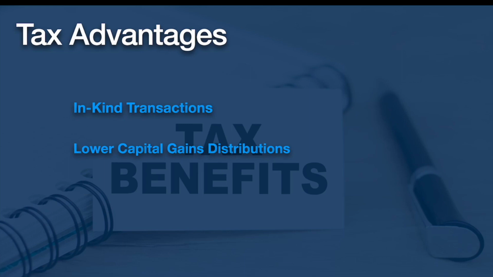The other one is lower capital gains distributions. Using the in-kind transaction method again, ETFs typically distribute fewer capital gains to their shareholders compared to mutual funds. In mutual funds, when holdings are sold for cash to meet redemptions or rebalance the portfolio, any realized capital gains are passed onto the shareholders, leading to potential tax liabilities, even if the shareholders haven't sold their fund shares. So an ETF's ability to minimize its capital gains distributions helps investors avoid unexpected tax bills and can lead to greater tax efficiencies over time.